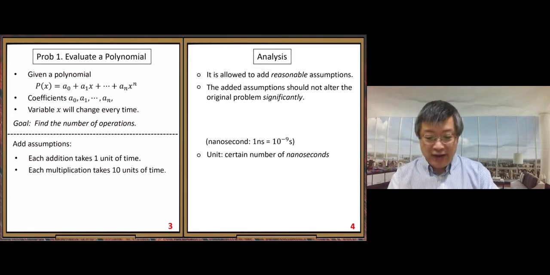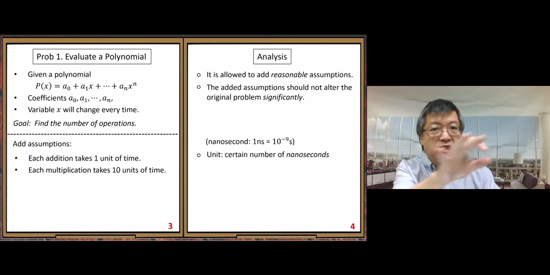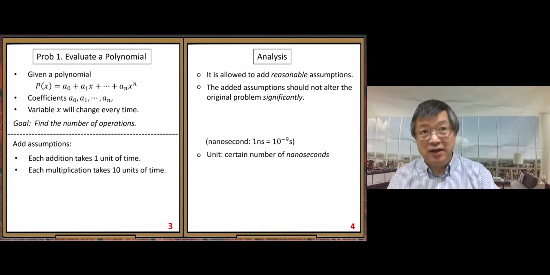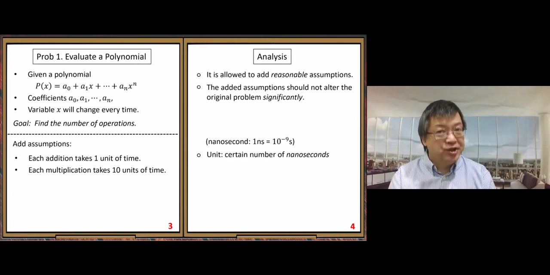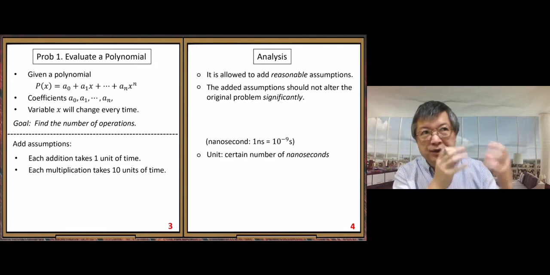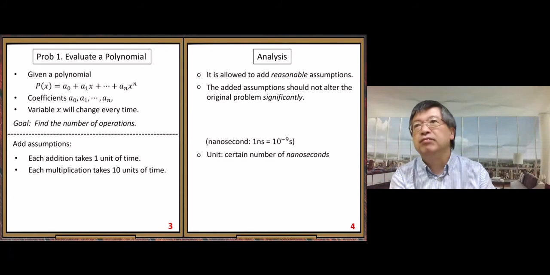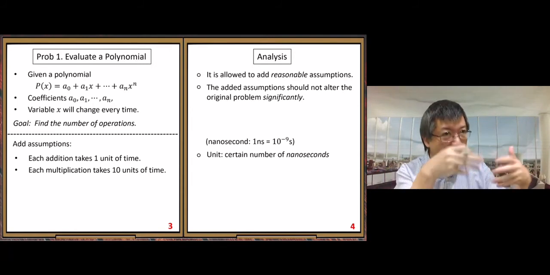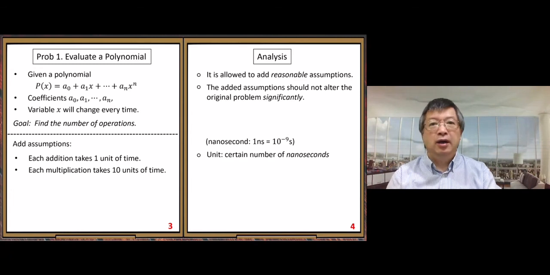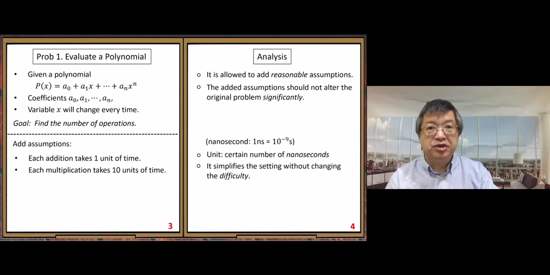Second assumption: each multiplication takes 10 units of time. A 10 to 1 ratio. The second assumption also pretty much reflects the real world situation. Not very precise, but comparable in relative terms. After we make these two assumptions, our discussion can be simplified a lot.